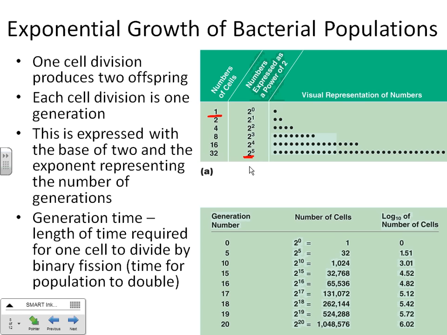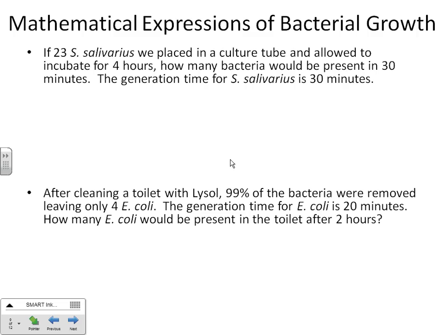And if his generation time is 30 minutes, that means in 2 hours, I'm going to have 2 to the 4. You're not going to do that. But in a science lab, we do those calculations all the time. So we're going to do some basic calculations in here just to get an idea of how this works.